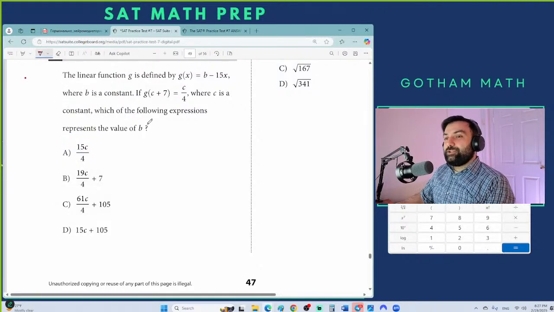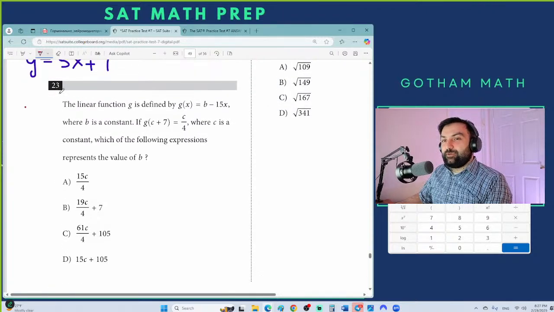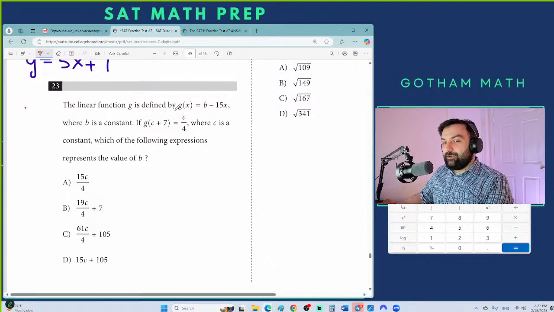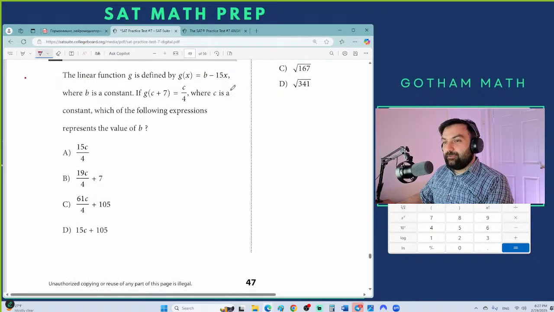The linear function g. So we're almost getting into the hard questions. 23 should still be relatively doable. But 24, 25, 26, 27 are the last four questions that should be technically harder. So we'll see. Okay, so the linear function g is defined by, again, a linear function. That was a linear function. This is a linear function.